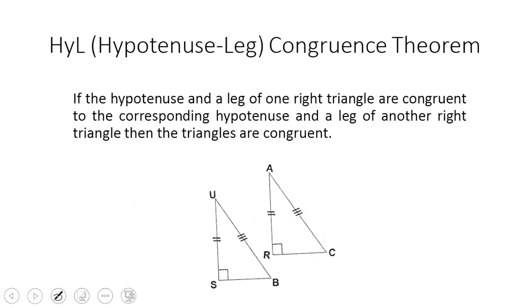Next, we have the hypotenuse leg congruence theorem. If the hypotenuse and a leg of one right triangle are congruent to the corresponding hypotenuse and a leg of another right triangle, then the triangles are congruent. So meron tayong two triangles dito. Itong triangles natin is right triangle. Si Mr. Right. Kasi meron siyang square corner. Now, let us identify the congruent parts of these two triangles.